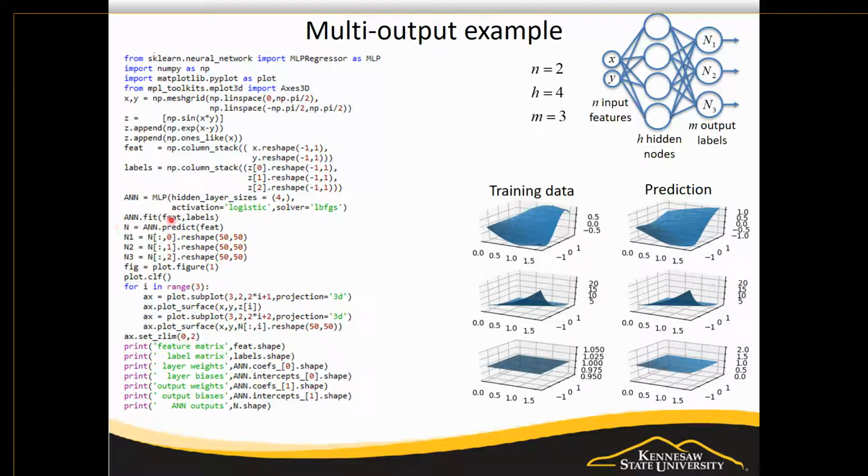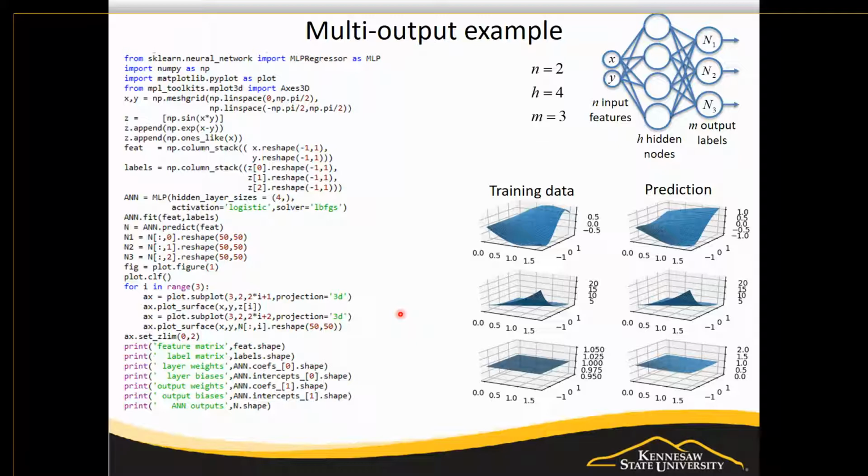And so then I'm going to take the first output here in the 0th column, all of the rows. I'm going to reshape it back into 50 by 50 so that I can do a surface plot. And I'm going to do the same thing. I'm going to reshape the 1 index and reshape the 2 index, put them in 3 different variables. I'm going to make my figure, and I'm going to do a subplot with 3 rows and 2 columns. And I go through there, I'm going to plot the actual stuff in the first column, that's the ground truth values, and then the predictions in the second column.